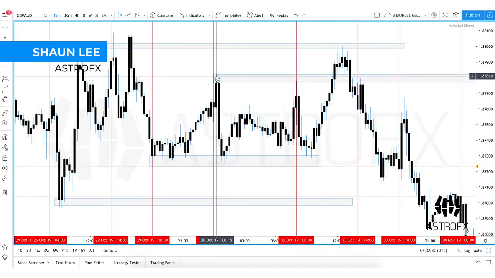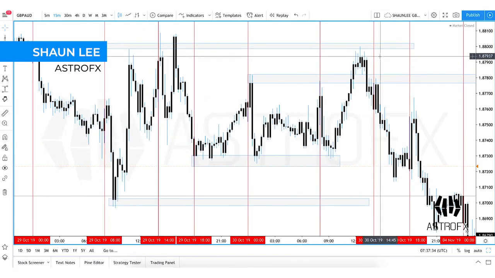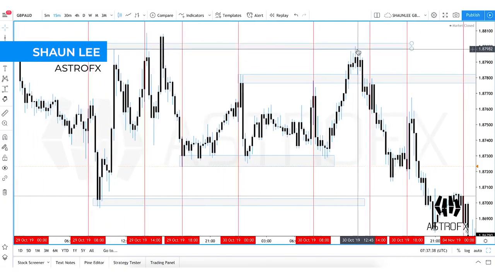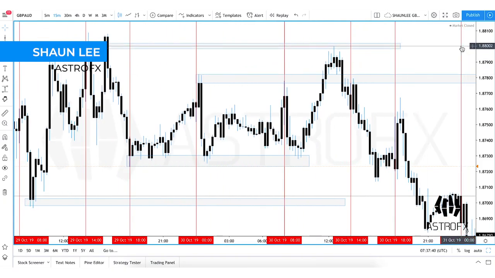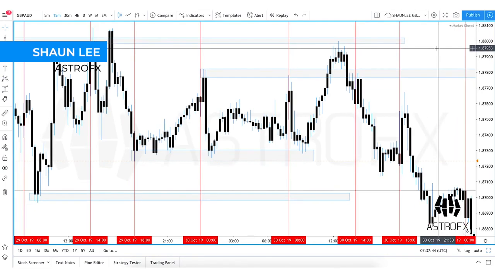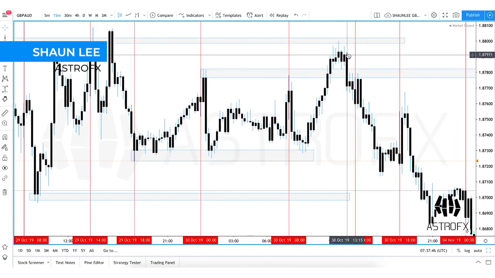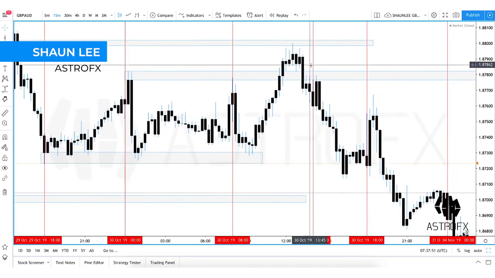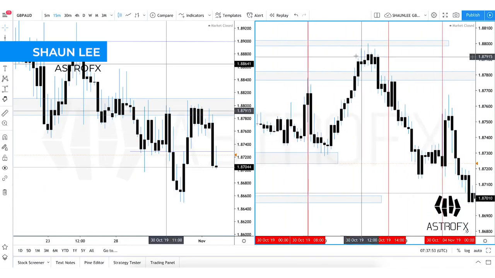It breaks Asia's high. Okay, retests Asia's high from the previous day right here. Look, it's that perfect test. All right, back into 1.88 to the pip. To the pip. And then market, bang, straight back below Asia's high. At the same time, guys, look what it's doing on the higher time frame.